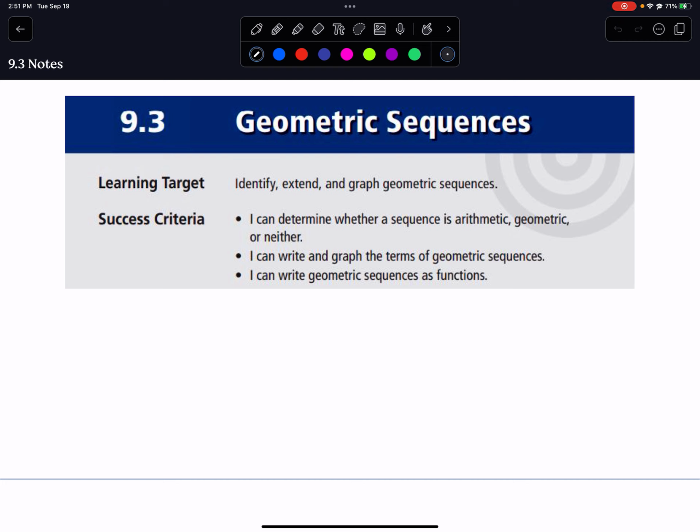That means you now need to be able to tell if a sequence is arithmetic, geometric, or neither. And then you also need to be able to do all the same things with geometric sequences. Write them, graph them, write them as functions.